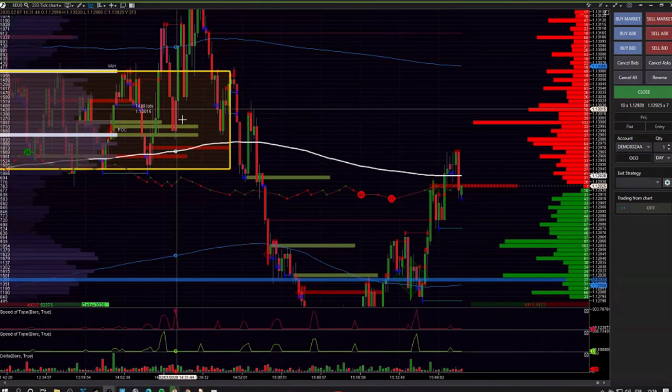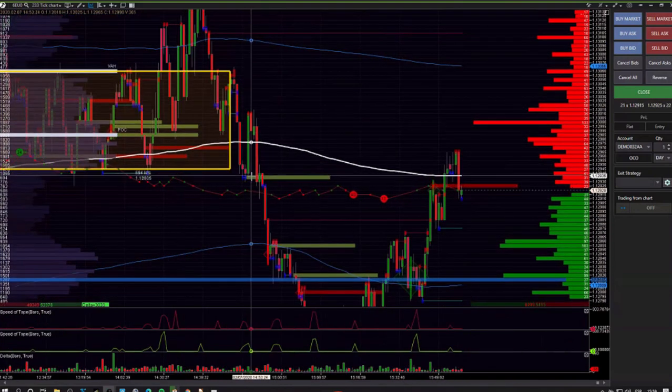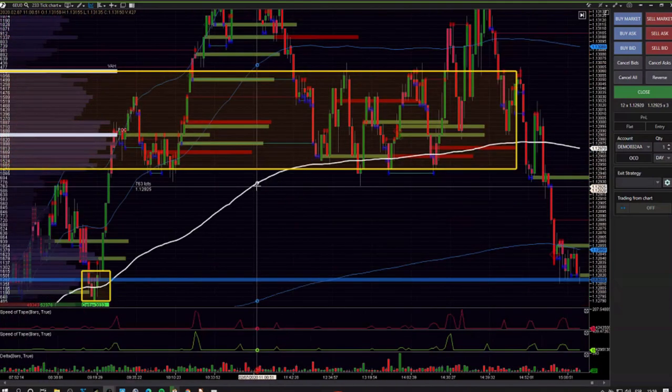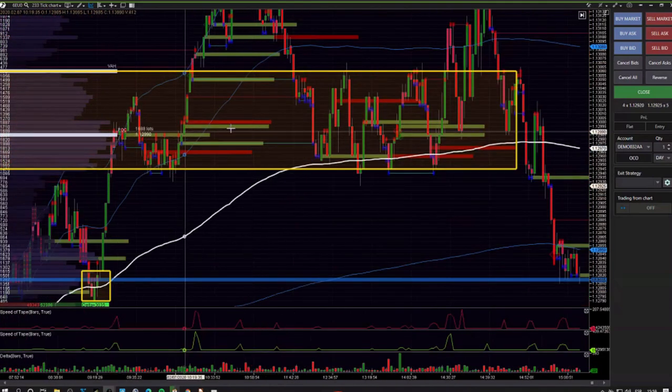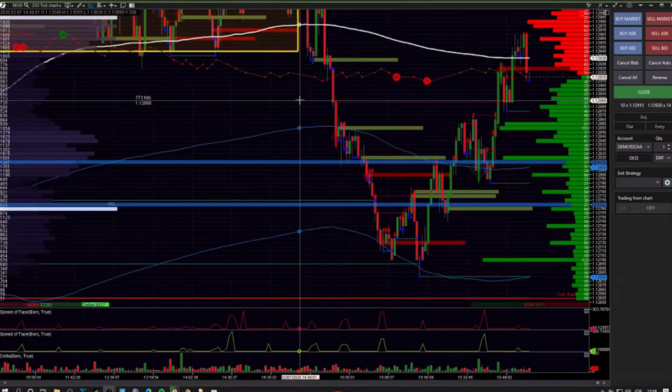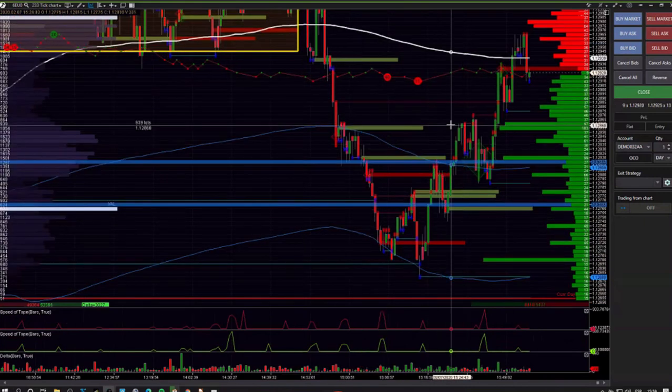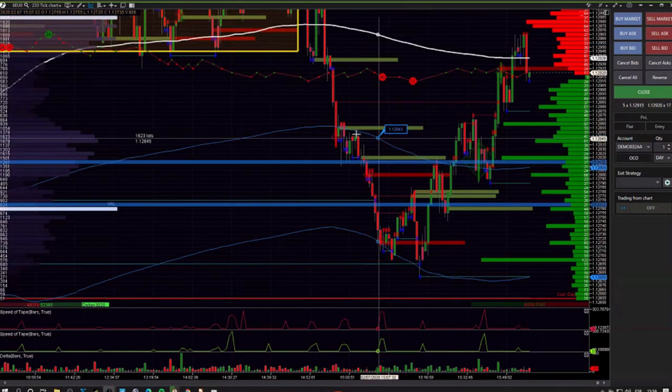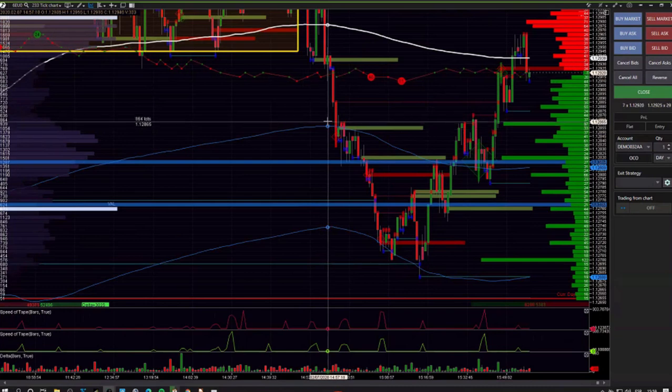And you will find very, very nice opportunities around this volume area. It doesn't necessarily have to be at the point of control. It can be anywhere, can be down here, can be here as well. When you see rotation mostly, you can find a very good opportunity.